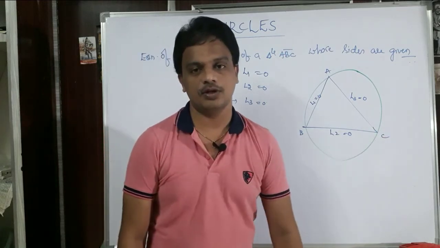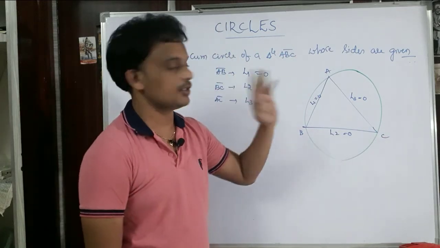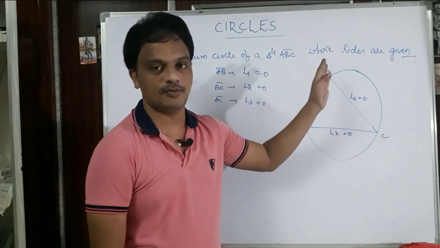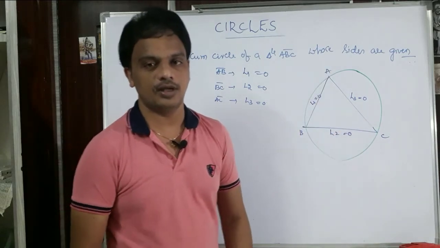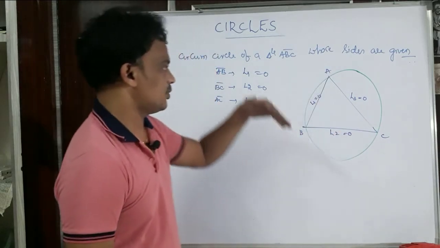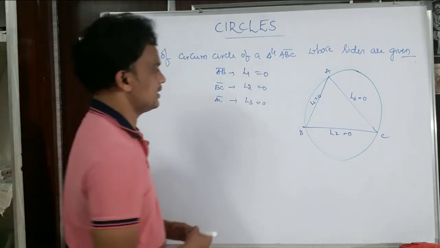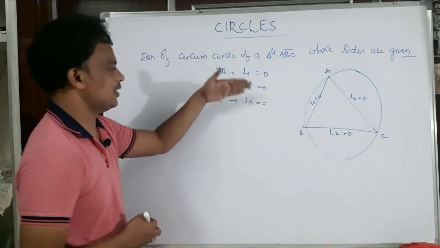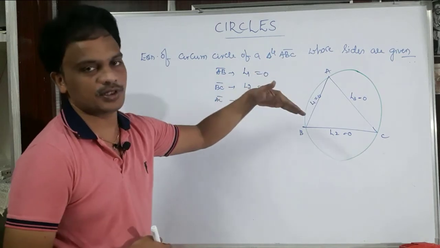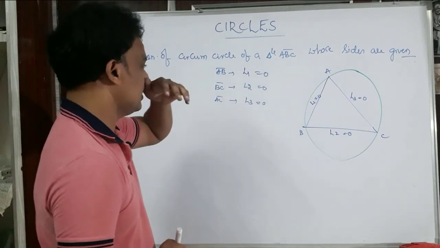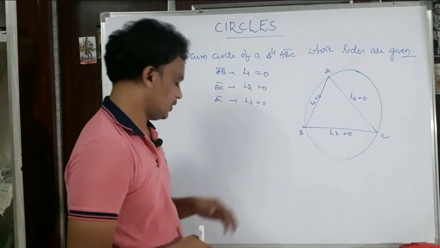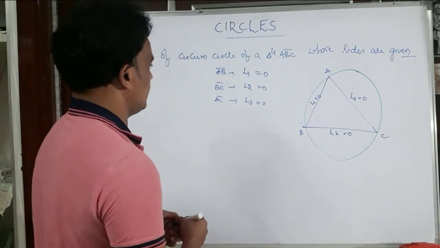Then, as usual, we follow the process for the equation of a circle passing through three points. We can follow that method, but it will be very lengthy. In that case, we are going to use one more method, which is combining the equations, and then apply the equation of a circle. How does the combining work?